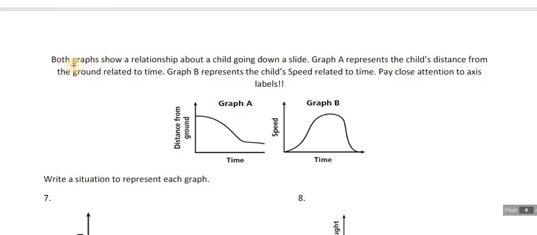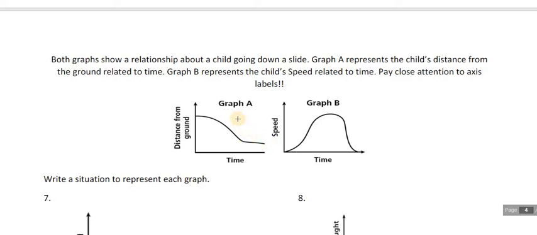Okay, so next we've got both graphs show a relationship about a child going down a slide. Take a look at X and Y. X is time. Y is distance from the ground in graph A, but speed in graph B. So graph A represents the child's distance from the ground related to time. So he's starting up at the top, going down, down, down, and then this is that flat part. When you get off a slide, you're not usually literally on the ground, so that's why it just levels out here at the very end.